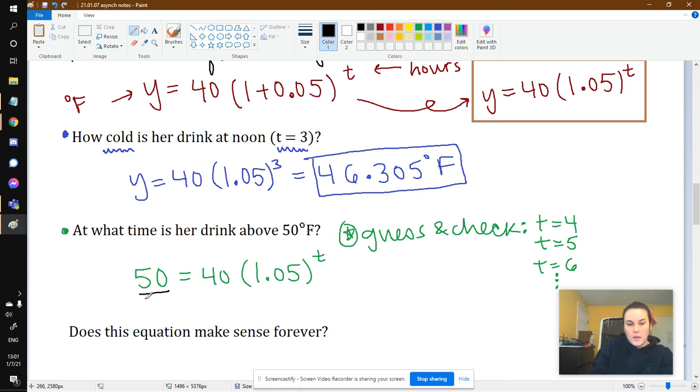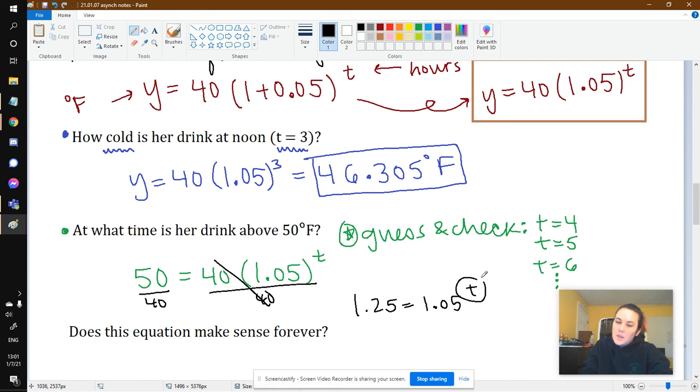We say, oh, we divide each side by 40. Nice. That cancels. We get 50, those cancel. We get 5 over 4, which is 1.25 equals 1.05 to the power of t. And then to get rid of t, we don't take the square root. That doesn't cancel. We can't divide, we can't multiply, we can't add or subtract. It's like, oh my god, what do we do?